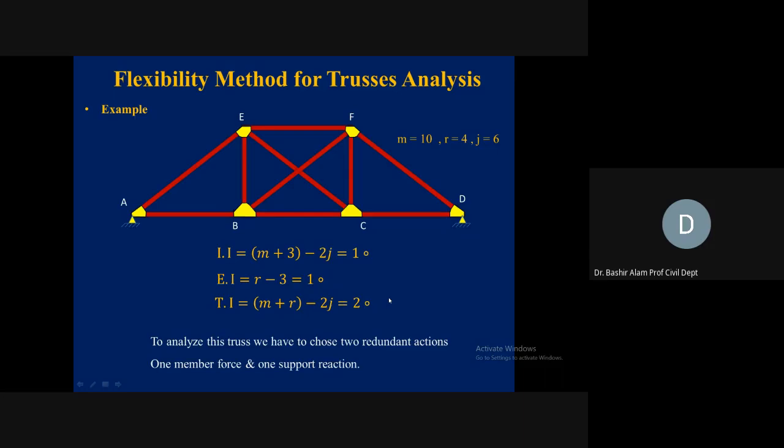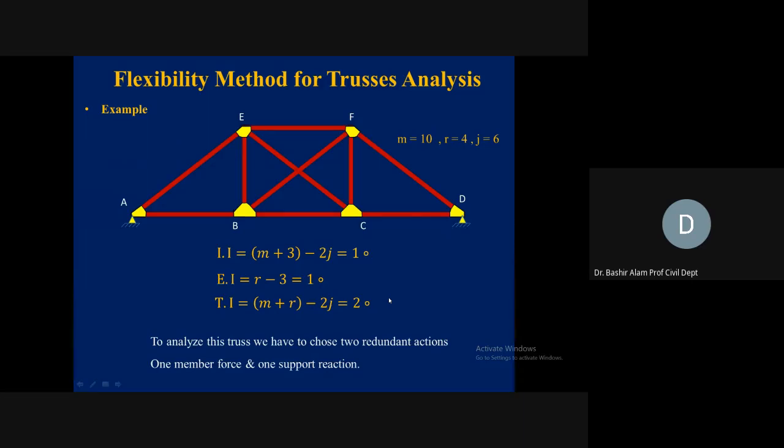Now to analyze this truss, we have to choose two redundant actions, one member force and one support reaction. That way we can make it statically determinate. But remember, while you are making this statically determinate, your structure must be stable.